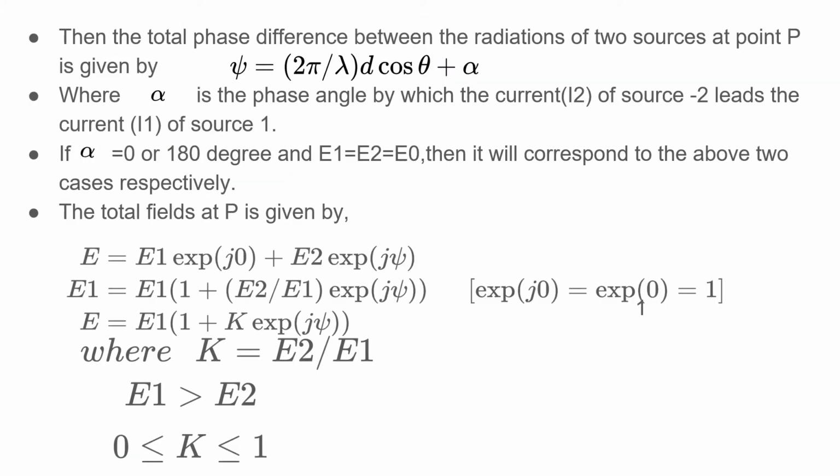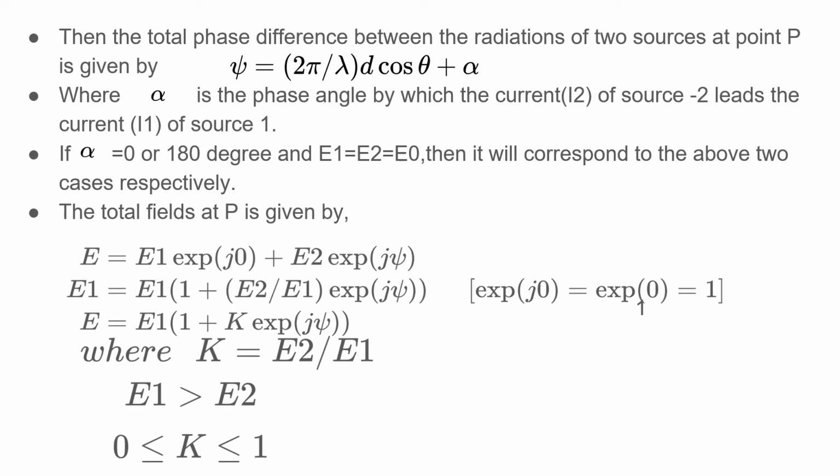The total phase difference between the radiation of the two sources at the point P is given by psi, where psi is 2 pi by lambda d cos theta plus alpha, where alpha is the phase angle by which the currents I1 and I2 differ. Basically the current I2 of source 2 will lead the current I1 of source 1. We can also write psi equal to beta d cos theta plus alpha, where beta is equal to 2 pi by lambda. The phase angle alpha can take either a value 0 or 180 degrees.